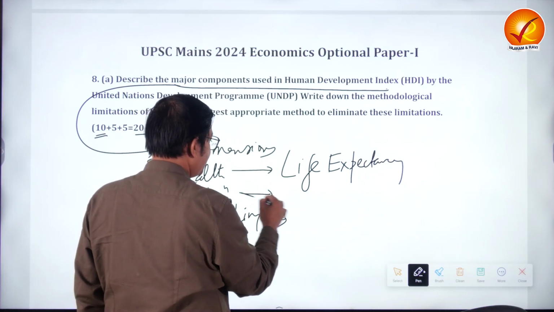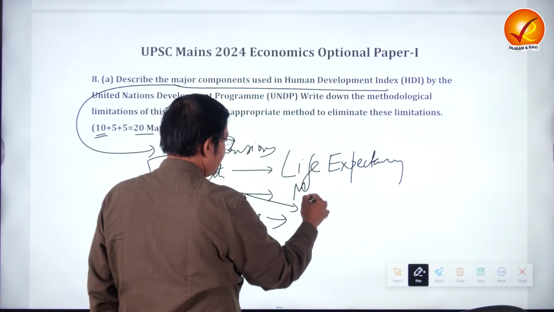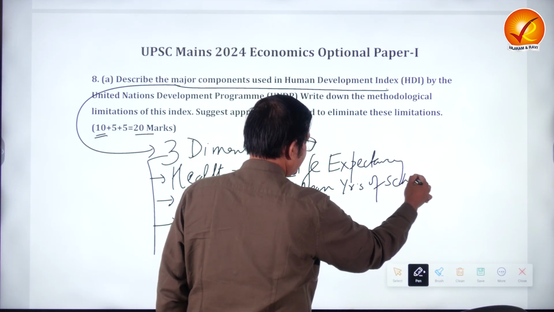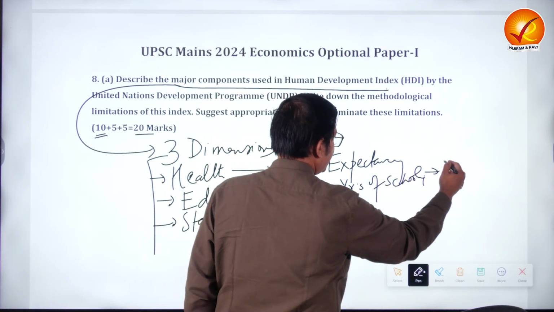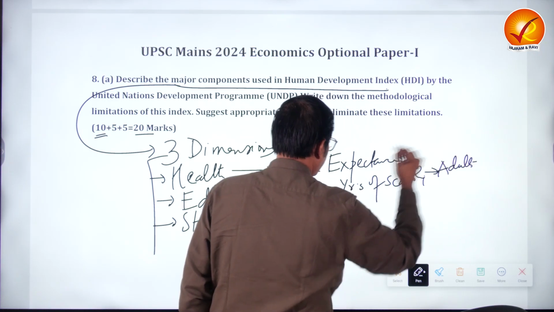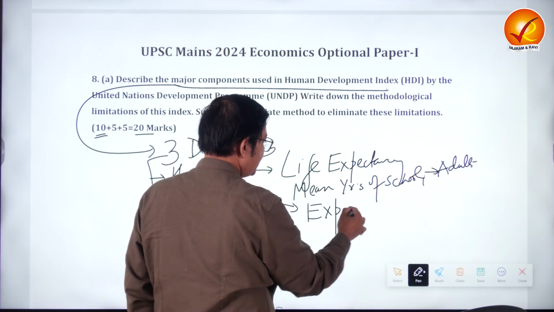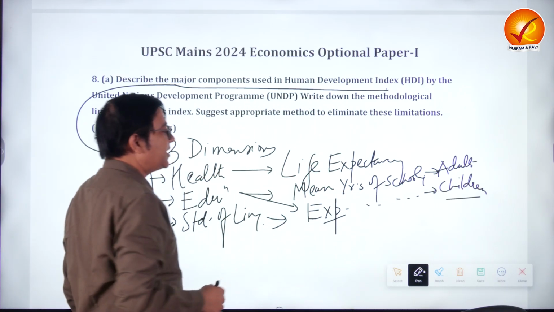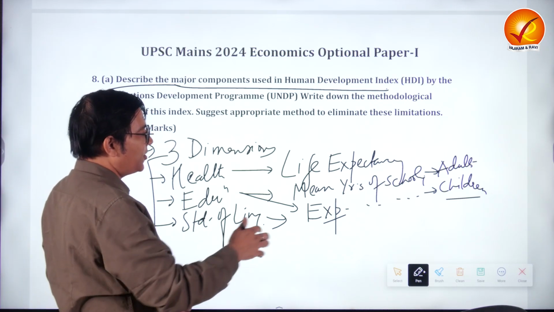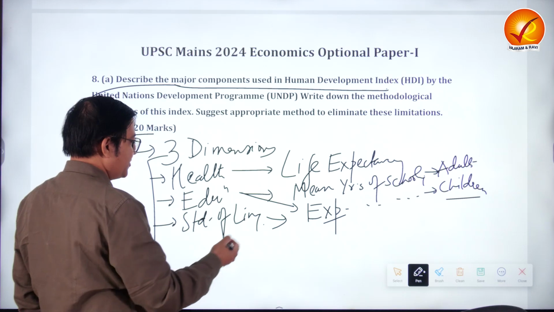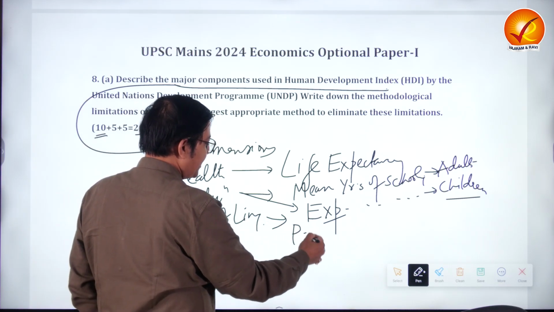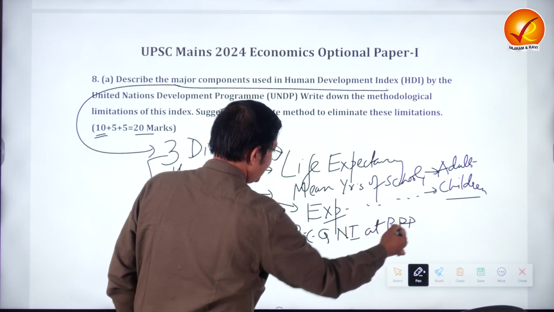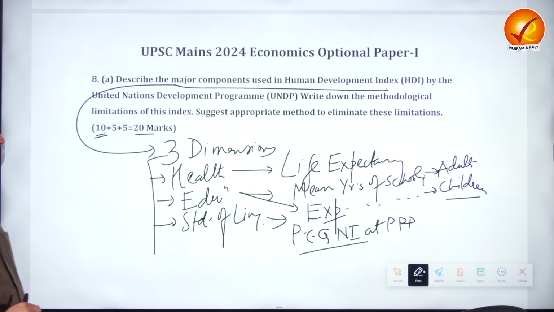For education, there are 2 indicators, which are the mean years of schooling, or average years of schooling, for adults, and the expected years of schooling used for children. Expected as in, given the current enrollment rate, for how long do we expect the children of a household to be in school. Standard of living is measured through per capita GNI at PPP, purchasing power parity, the per capita gross national income or gross national product.